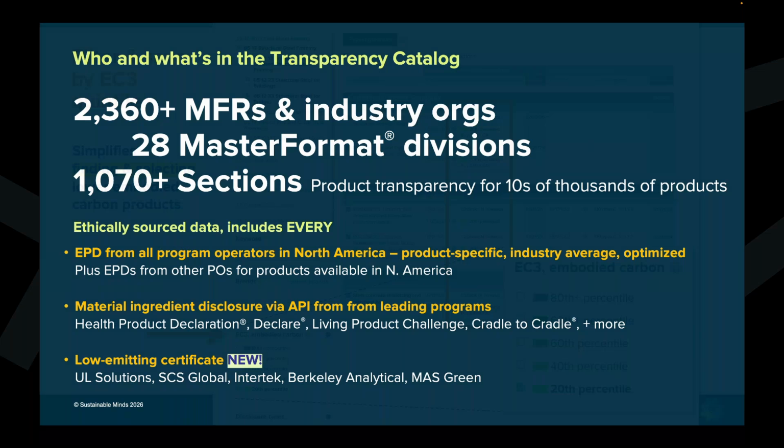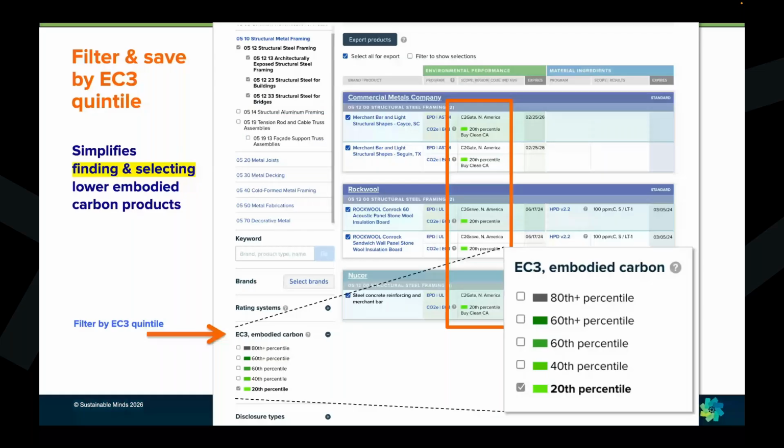So I want to show you a couple screenshots of the catalog to show you what I mean about unbundling or displaying the results of the documents, and how people can filter and search by those attributes that they care about. So you can use the filters in any order: MasterFormat, brand search, and then disclosure type search.